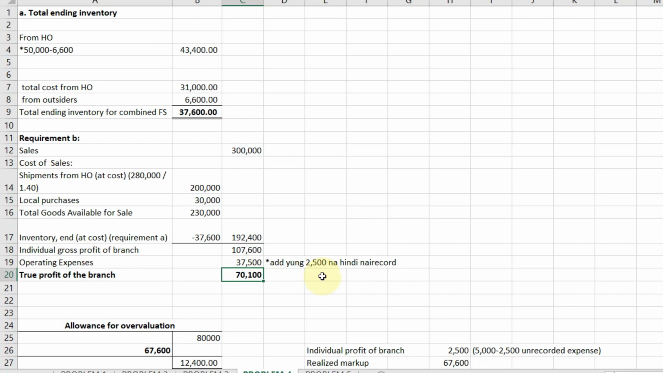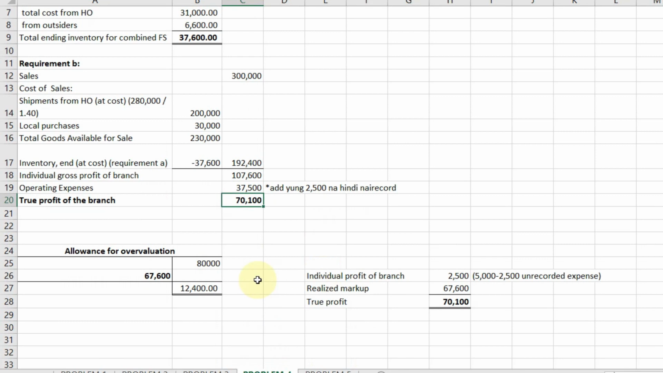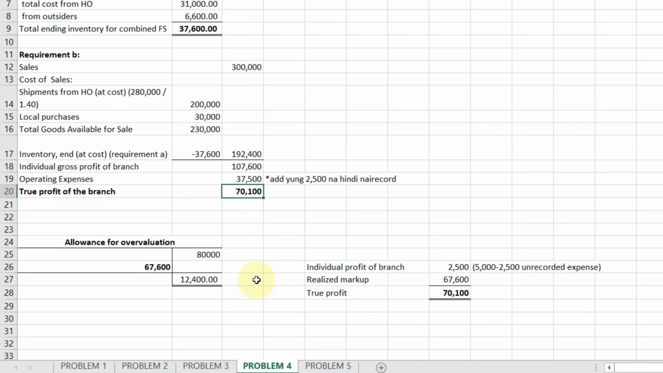Okay. So, di ba given kayo sa guided exercises nyo for problem 4 na meron siyang 5,000. If I'm not mistaken, 5,000 yung individual profit of the branch. Okay, ang problema sa 5,000 is hindi na consider yung hindi na ilagay na 2.5 na expenses and nandun pa yung overvaluation. So, compute muna natin yung realized markup.